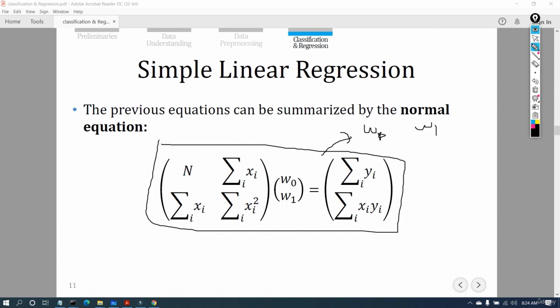But now let's imagine we solve this equation and we got the value of omega naught and omega 1. So what is this value? Omega naught was nothing but the constant, and what was omega 1? It was nothing but a slope. Now we got the value of c and m.